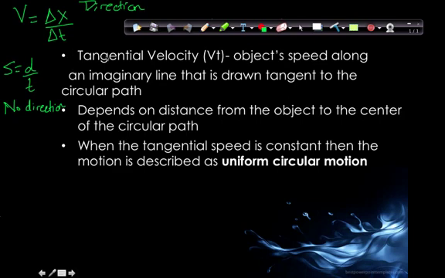Okay, so now we're going to look at tangential velocity, or VT. So you'll sometimes see a little v, or the v with a little t like that. That's tangential velocity. So this is the velocity in a circle. That's going to be how fast the object is moving along an imaginary line that's drawn tangent to the circular path. Okay, so let's look at that.